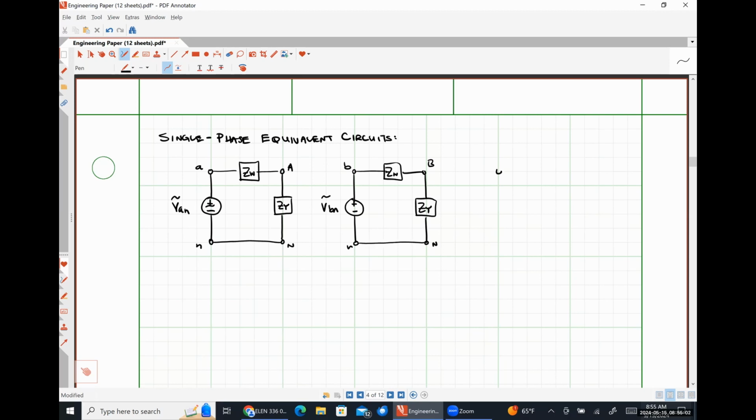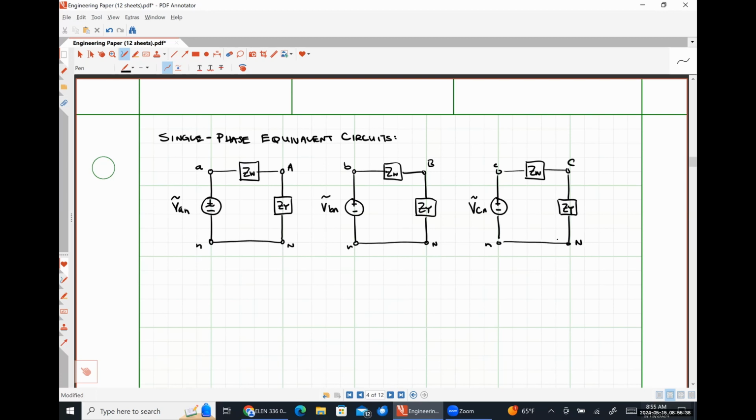And similarly, here is my C phase equivalent circuit. Oh, excuse me. Lowercase c, uppercase C.